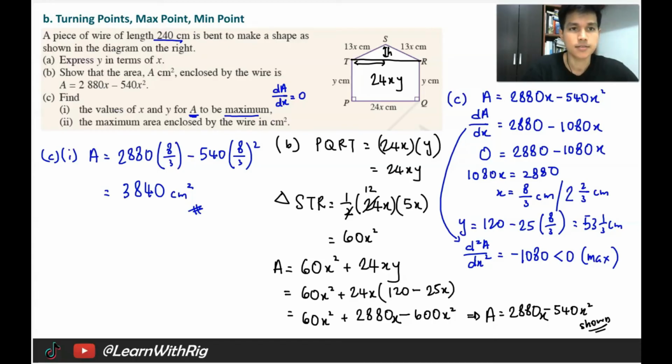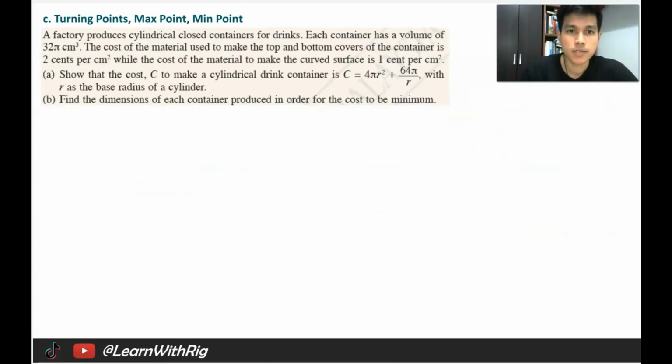Alright, next. A factory produces cylindrical closed containers for drinks. So you've got a cylinder. It's a drink, probably a canned drink.